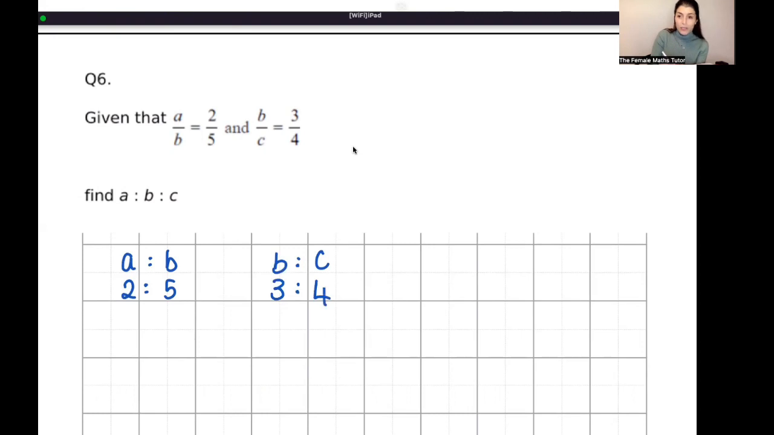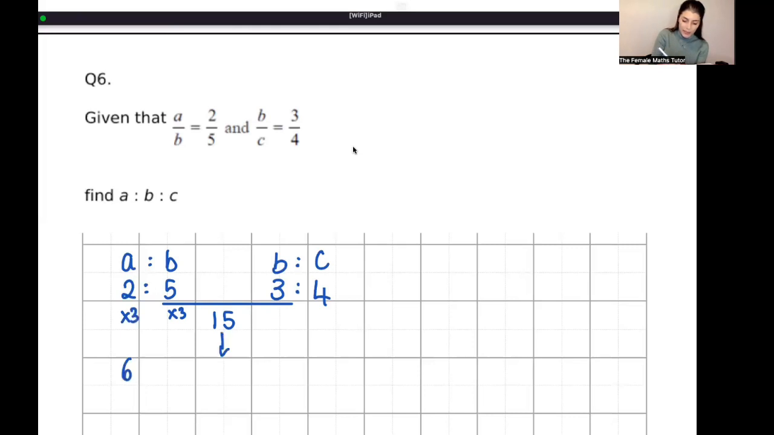Now, the B's here are different. So in order to compare the ratios together, we need to make sure that the B's become the same number. So you have to think, what is the lowest common multiple of 5 and 3? Well, we know that 5 times 3 is 15 and 3 times 5 is 15. So we want to make these both 15, and we times this by 3. Make sure, like with fractions, when you multiply the denominator by a number, you have to multiply the numerator by the same number. Ratios are exactly the same. So if we times B by 3, we have to times A by 3 as well to get 6.